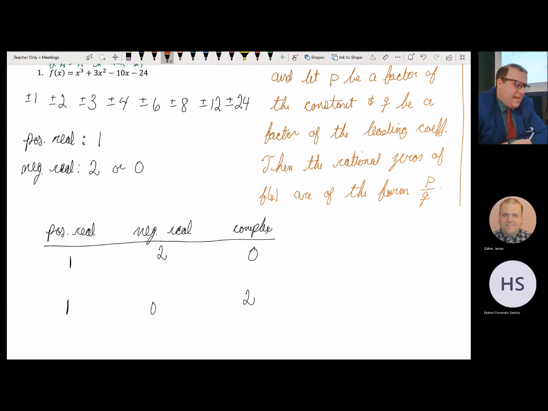That's what we're going to do. We're going to test all these rationals using the remainder theorem. Yeah, we'll use synthetic division. And if we get 0 as a remainder, we know it's a 0. This is where it can get tedious. We have to check until we get a 0. If you just choose randomly, you could be there for a while.